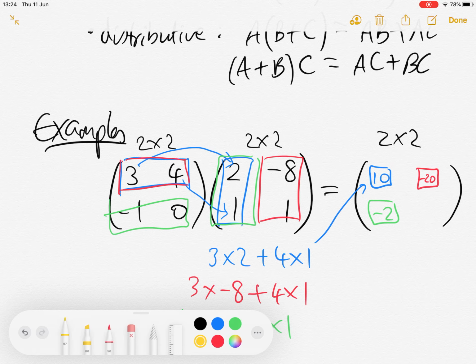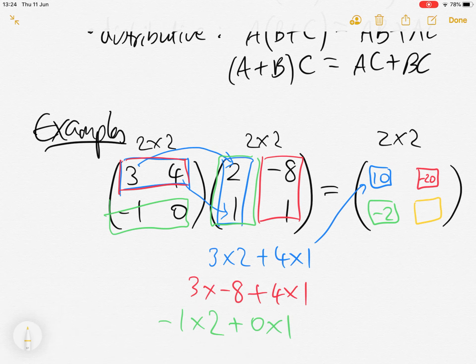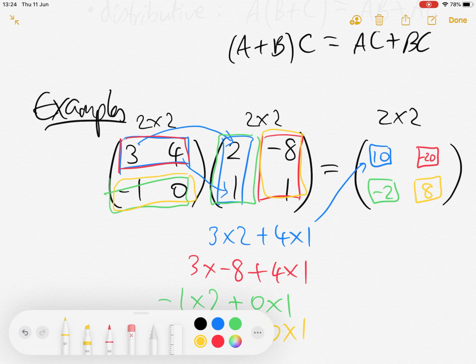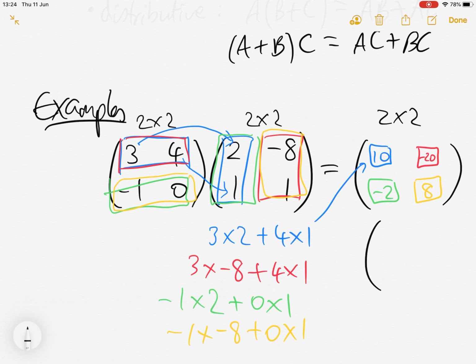And then lastly, in yellow, this entry here is in the second row and second column. So we take the second row and the second column, and we do minus 1 times minus 8 plus 0 times 1, which is 8. So we can see the answer is 10, minus 20, minus 2, 8.